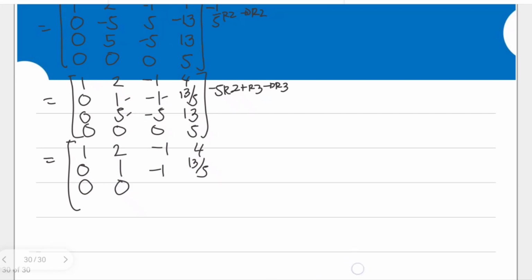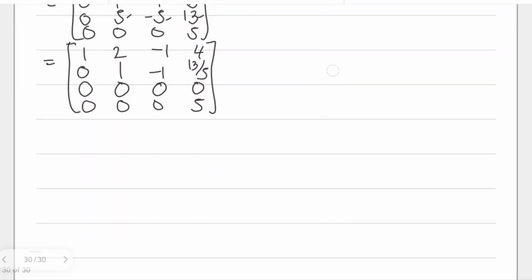Negative 5 times negative 1 is positive 5 plus negative 5, 0. Negative 5 times 13 fifths, sorry for that, is negative 13 plus positive 13, 0. This is still 0, 0, 0, 5 here. Since we have a row of 0, let's interchange row 3 and row 4 because the row of 0 must be on the bottommost part.